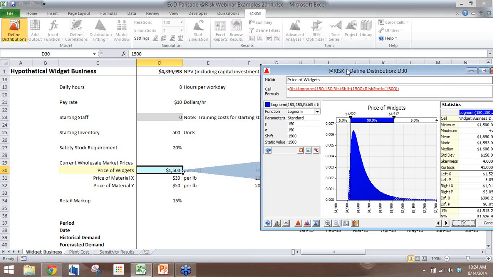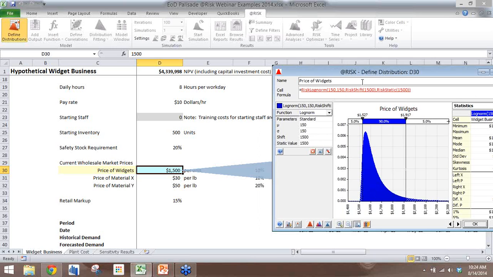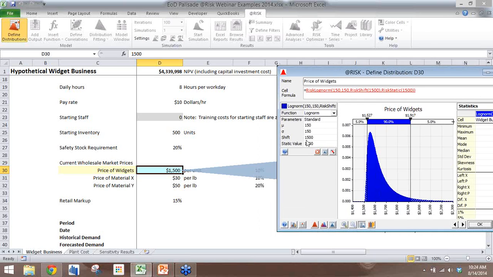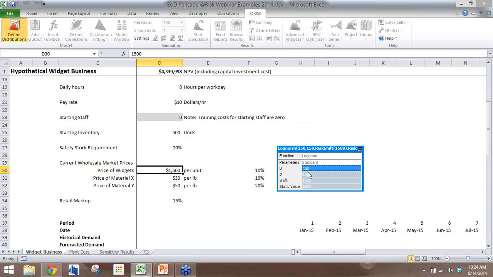And what I can do here now is instead of just using these flat values that @RISK takes from my spreadsheet, I'm going to specify these as being drawn from the actual spreadsheet itself dynamically. So here I'm going to select that same cell.